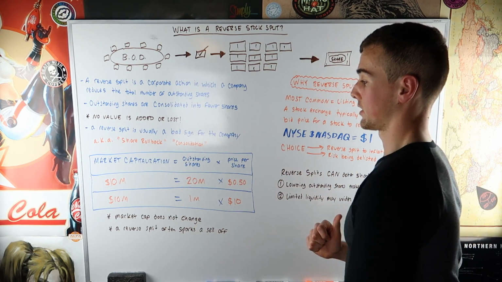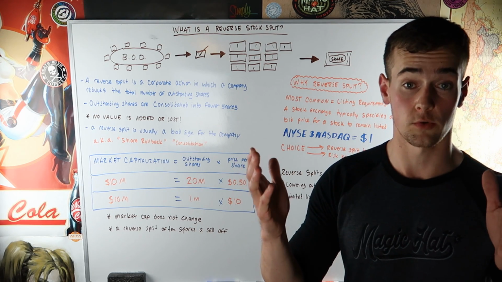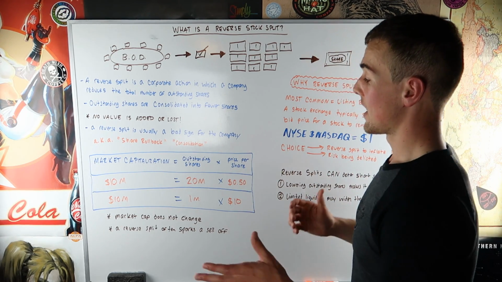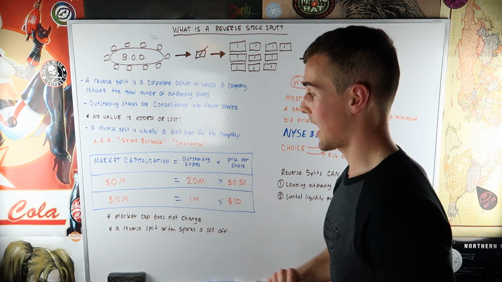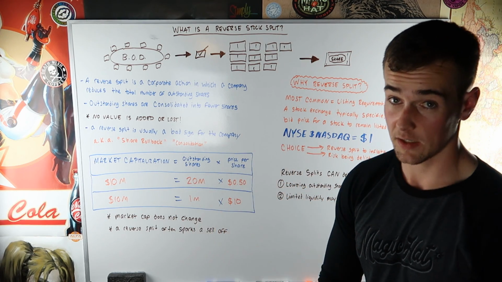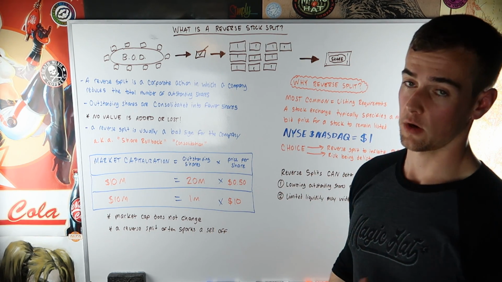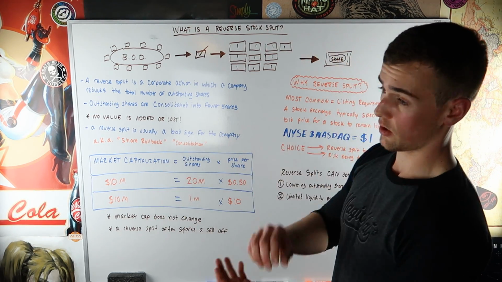So here are two examples. Let's say this is a stock that's trading at a very low share price. They're risking being delisted at this point, and they're going to consolidate shares in a 20-to-1 reverse stock split. Their market capitalization is $10 million. They have 20 million outstanding shares, making their price per share 50 cents. That is very low, and they want to consolidate 20 shares into one share.